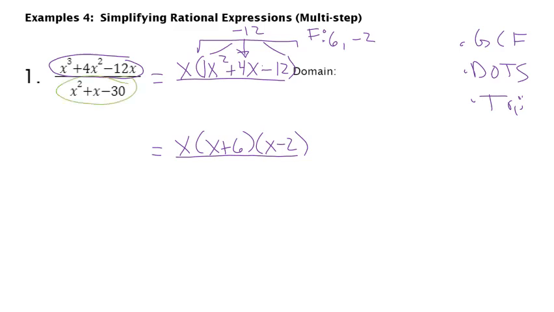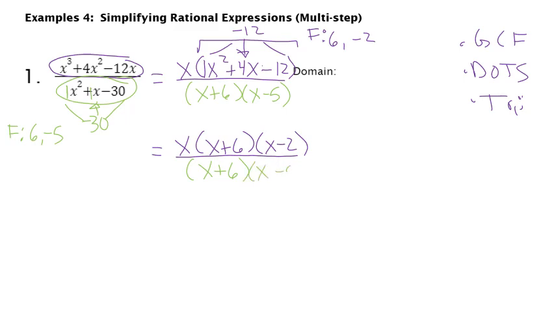I don't have a GCF. I do have, though, that it's a trinomial. So factors of -30 that add to +1. And so my factors are going to be, in this case, 6 and -5. Okay, and then I'm going to rewrite it down here just so I could see it a little nicer.